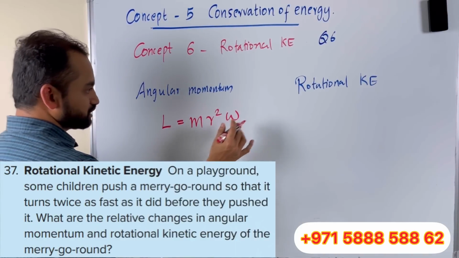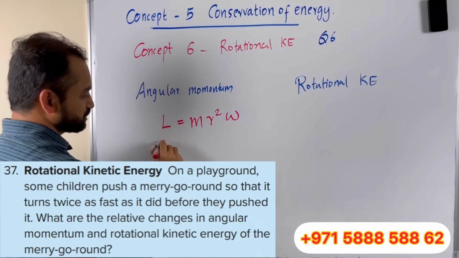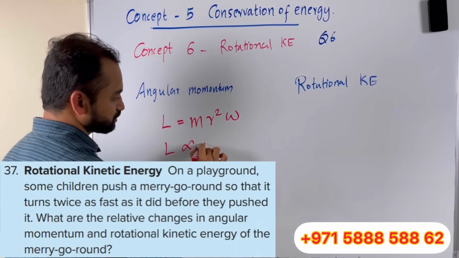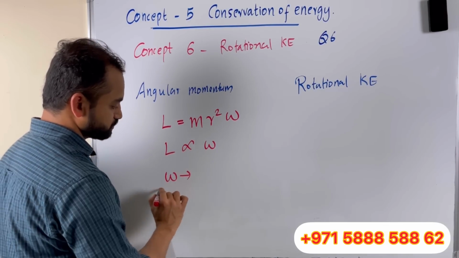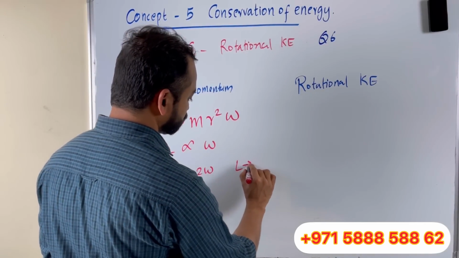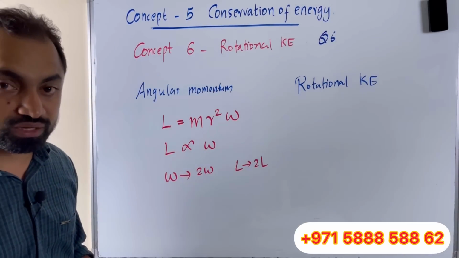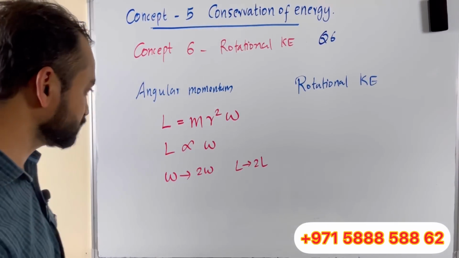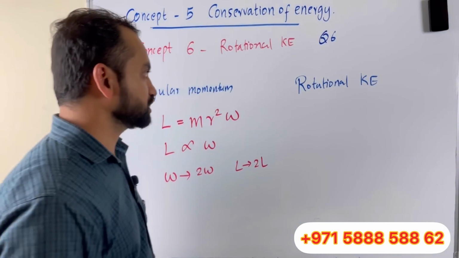So when speed increases, you can see here from this equation, angular momentum L is directly proportional to omega. So when omega increases to 2 times, when omega changes to 2 omega, then angular momentum will also change to 2 times the angular momentum. So when the speed changes to 2 times the initial speed, then angular momentum becomes 2 times the initial angular momentum.